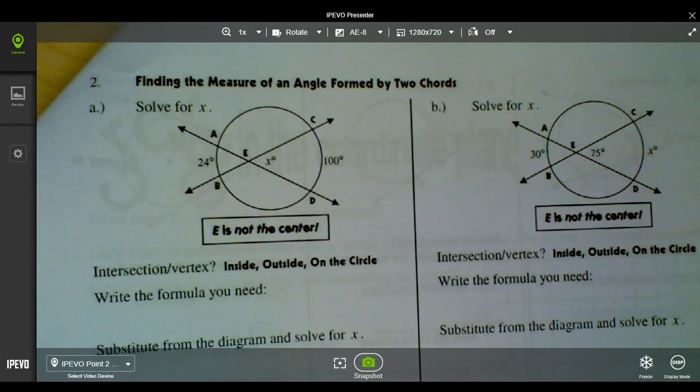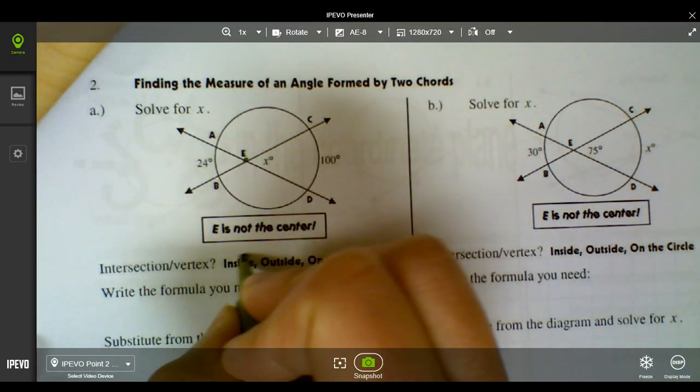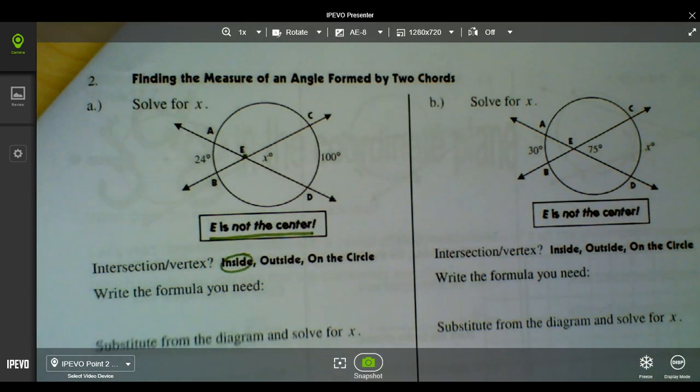All right, welcome to part 2. So now we're just going to do a few examples with these theorems that we just learned. Over here, we are trying to figure out how we're going to solve for x. Our intersection is inside the circle, and notice B is not the center. So this is where we have to use that formula.